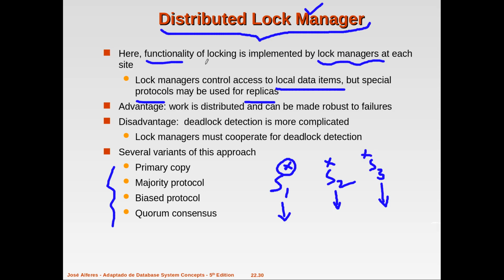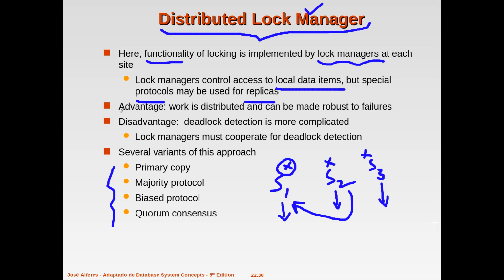But initially, the basic distributed log manager deals with the data item. We are assuming that the item is present in only one site, and that site will be acting as the lock manager for that particular item. And if S2 is requesting for X, the lock request for that item will be sent to S1. S1 will grant or deny that lock request, and accordingly the transaction will continue.